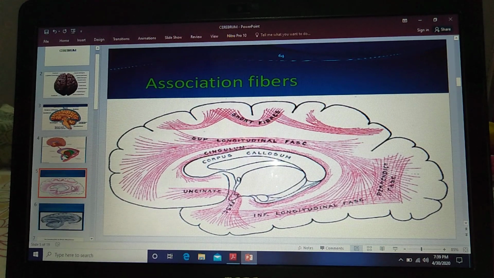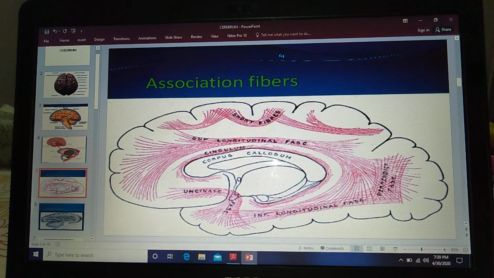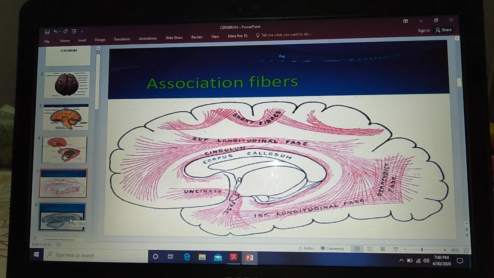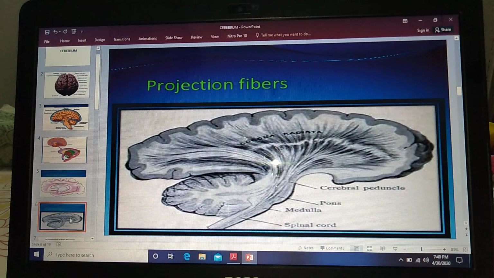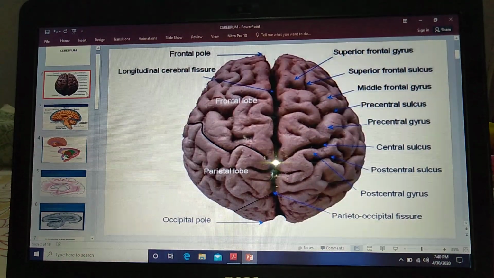Here you can see a diagram of the association fibers, right? We are also going to learn it as a different topic. And this is the projection fibers. Coming back to the original picture. Okay. Now next we will take the features of the cerebrum.